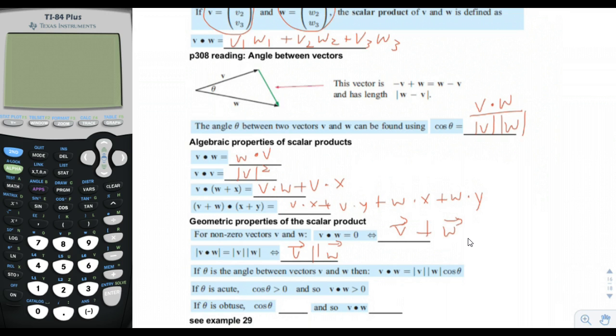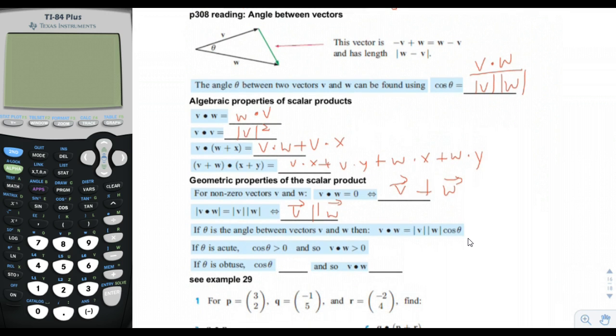If theta is the angle between the vectors v and w, then v dot w is equal to the magnitude of v times the magnitude of w times cosine of theta. If theta is acute, then cosine theta is greater than 0, and so v dot w is greater than 0. If theta is obtuse, cosine theta is less than 0, so v dot w is less than 0.